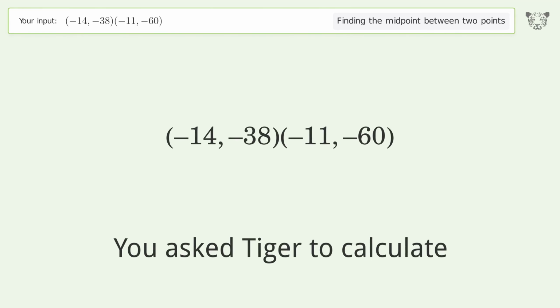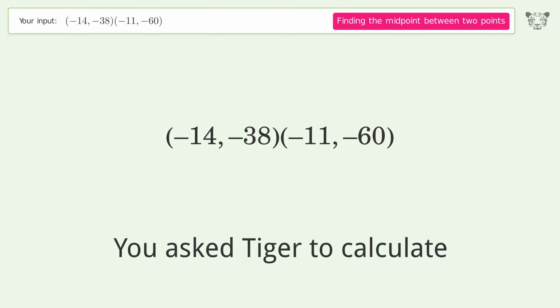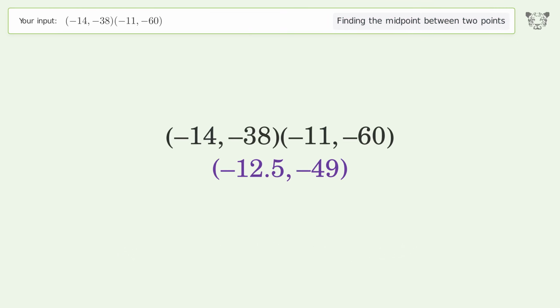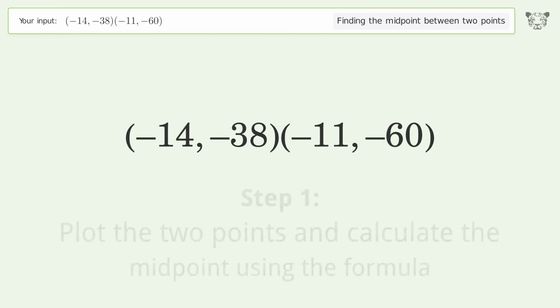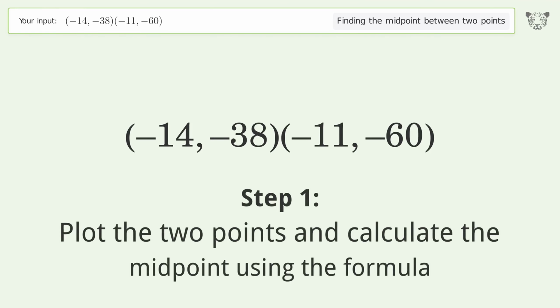You ask Tiger to calculate. This deals with finding the midpoint between 2 points. The midpoint between the 2 points is -12.5, -49. Let's solve it step by step. Plot the 2 points and calculate the midpoint using the formula.